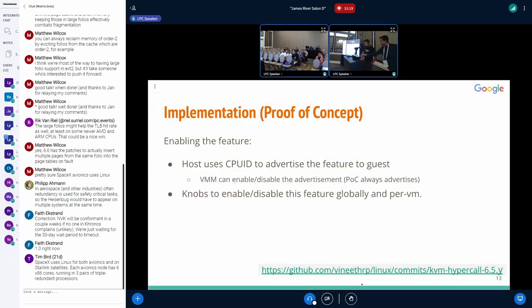We go to the next slide. We also made it such that these features can be enabled per VM. Let me go over first how a guest is made aware of the availability of this feature. The host uses a CPUID to advertise the feature to the guest. So the VMM basically queries KVM for what all the features are that are available, and then enables the feature. In our POC, we always advertise it, but in the final upstream implementation, we would not want to force this feature that way. And then we have knobs to enable and disable the feature globally on the whole system as well.